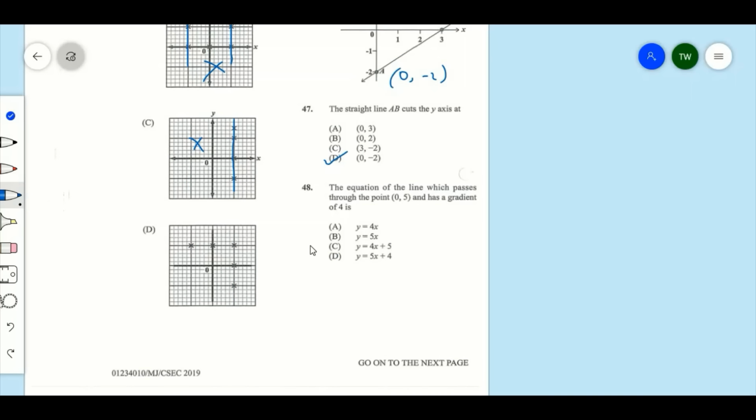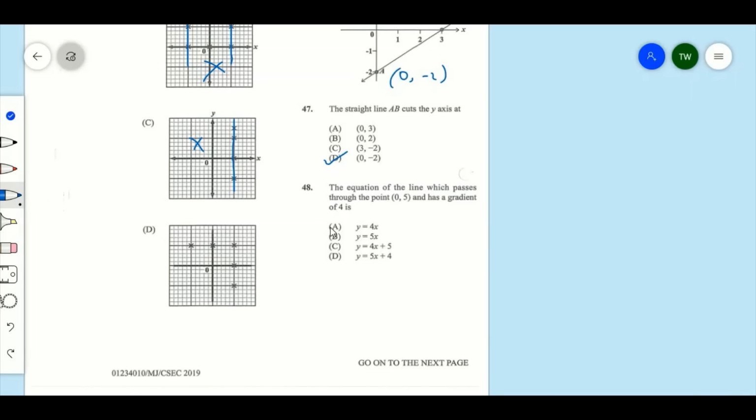Item 48. The equation of the line which passes through the point 0, 5 and has a gradient of 4 is, now one way we can do this question is by elimination, right? Now, for the first option, y is equal to 4x. Yes, the gradient is 4, right? And this is saying that the y-intercept value is 0, which doesn't satisfy this information from the question. So A is not the answer.